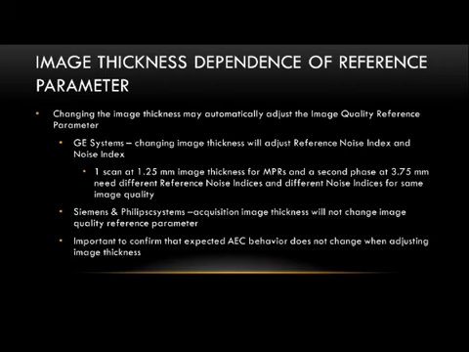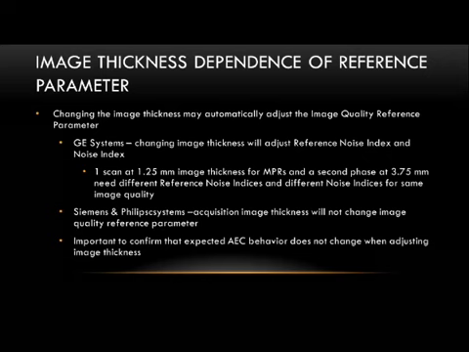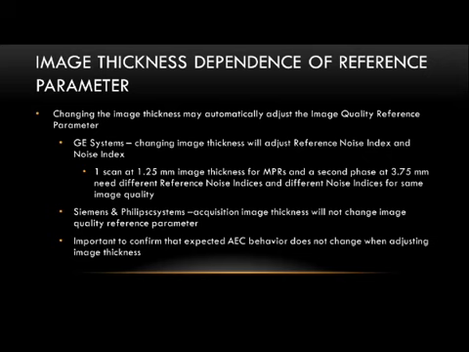I'll get into this more when I get into the vendor-specific implementations. But the important thing to remember is that you can have two different noise indices or two different image quality reference parameters depending upon your acquisition image thickness. And we ran into this because we made some changes to the protocol and we actually made changes to the noise index. We saw it and thought, this is weird. The noise index for the second phase is different than the first phase. So we set them the same, not realizing that the reference noise index and the acquisition image thicknesses were different. And then all of a sudden we saw, why is the delayed phase such lousy image quality?